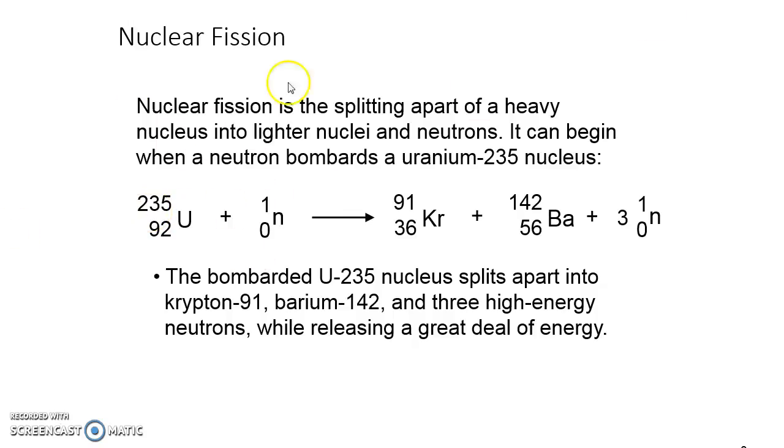235 plus 1 gives you, what's the sum over here? 91 plus 142 plus 3, well, that is going to be 236, which is the same sum over here. 92 plus 0 is 92. 36 plus 56 is also 92, so this is balanced. The most I'm going to ask you to do here is either identify a nuclear fission reaction or find the missing particle.